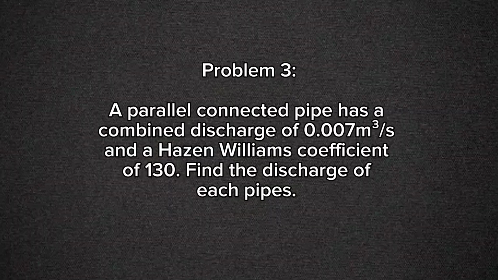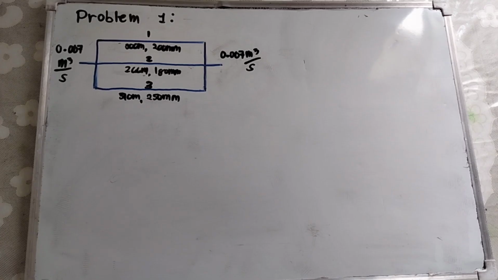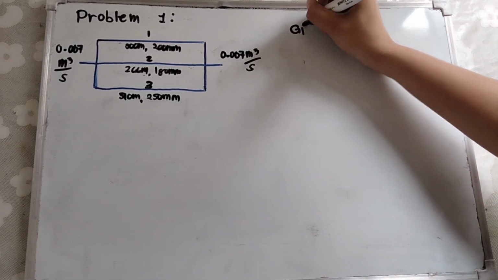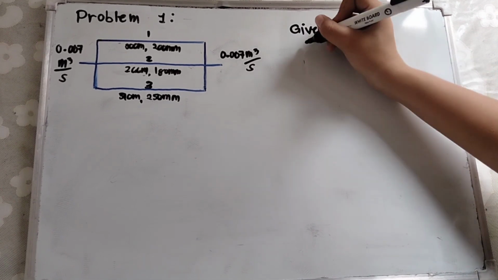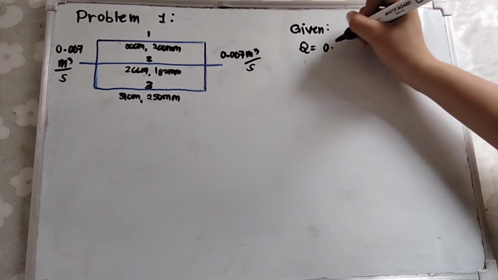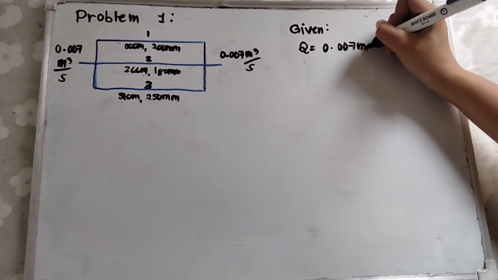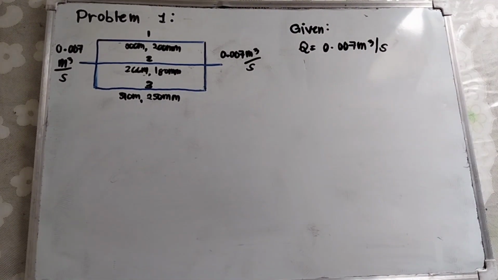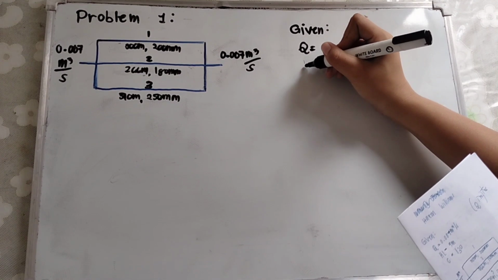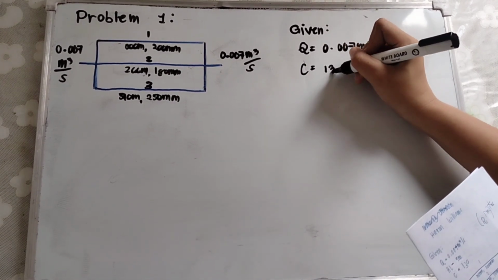Now, for our last problem, we have a parallel connected pipe that has a combined discharge of 0.007 cubic meters per second and a Hazen-Williams coefficient of 130. Find the discharge of each pipe. Of course, in solving a problem, you first need to find the given, in which we have a discharge of 0.007 cubic meters per second and a Hazen-Williams coefficient of 130.